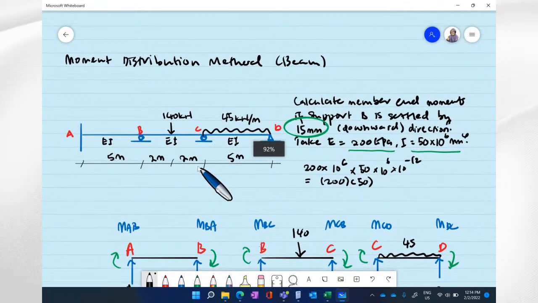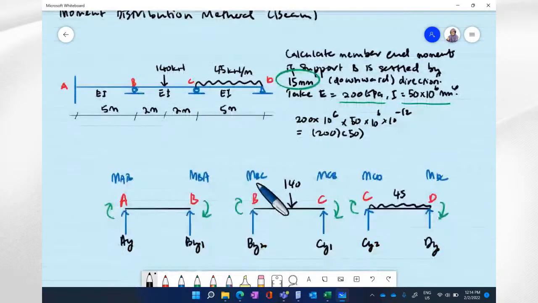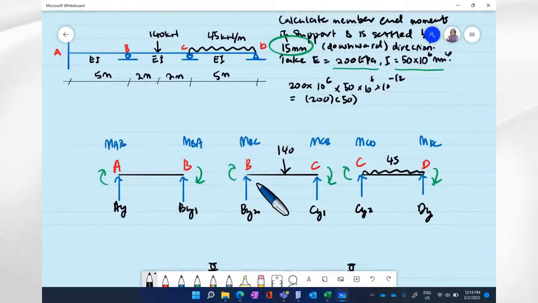Okay, let me introduce you to this. Actually, member end moments are represented in this diagram, the green one. So why do we have 6? Because we have 3 members, and one member has 2 ends: 1, 2, 3, 4, 5, 6. At the beginning of the analysis, the first assumption that we made is clockwise towards the member is positive, the green arrow.